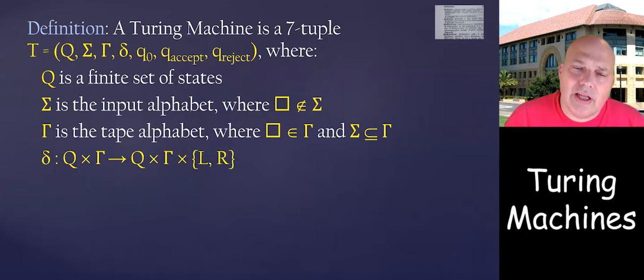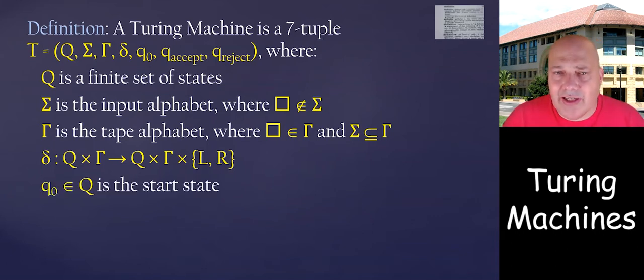In addition, we have a transition function, just like we had with the DFA, but now it has more to define. So the transition now depends on your state, the current symbol that you've been reading, and what it needs to output is the new state, the new symbol that you are writing instead of the symbol that you have been seeing, and a binary decision whether to go to the left or to the right. So this is the transition function.